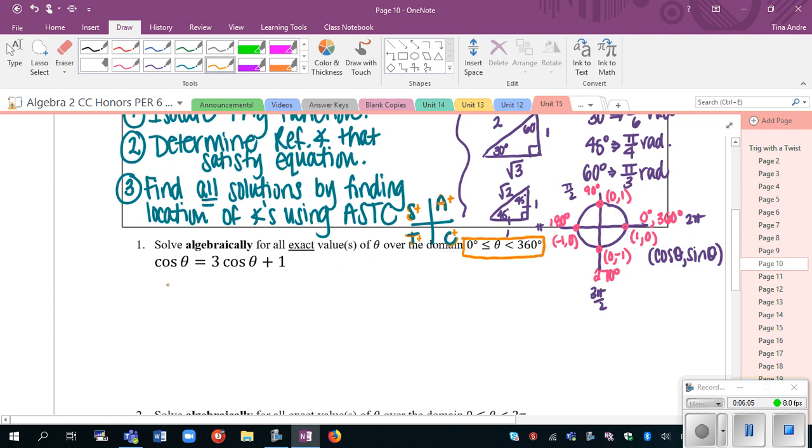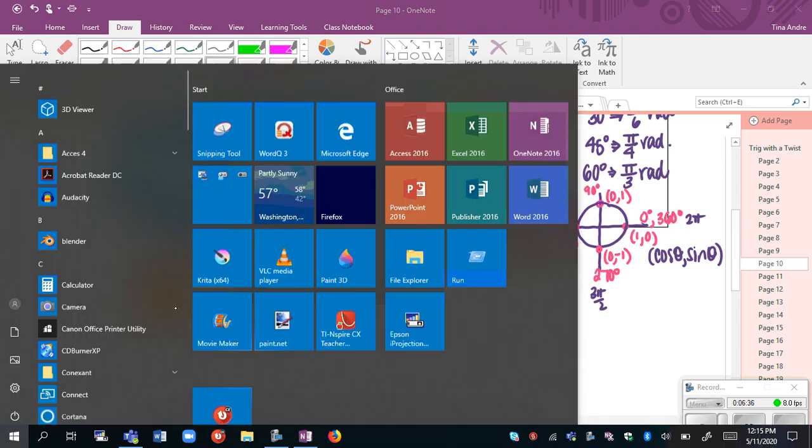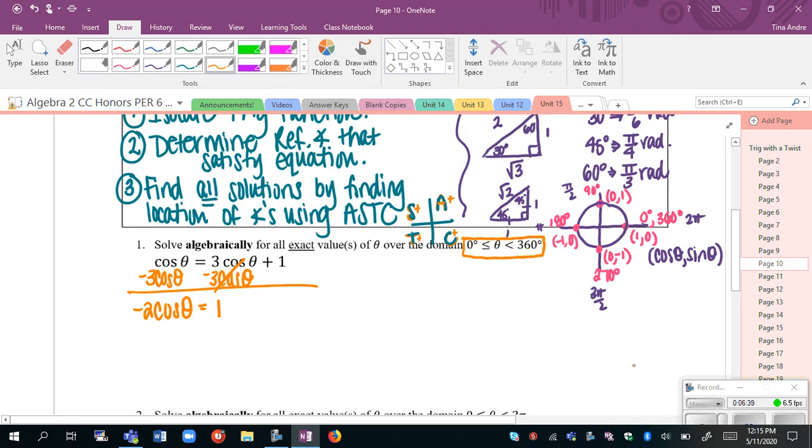So my first step here is to get the trig function by itself. So let's solve for cosine. Let's isolate it. I'm going to go ahead and just subtract this 3 cosine over. Almost think of this as if this said x equals 3x plus 1, we'd get x by itself. That's exactly what I'm doing here. So I'm getting cosine by itself. This is going to be 1 cosine minus 3 cosine, so negative 2 cosine theta. And you don't need to show this step. I'm just doing it so you can see how I solved it. Equals 1. Now I'm going to divide both sides by negative 2 to get cosine by itself. So I have cosine theta equals negative 1/2.